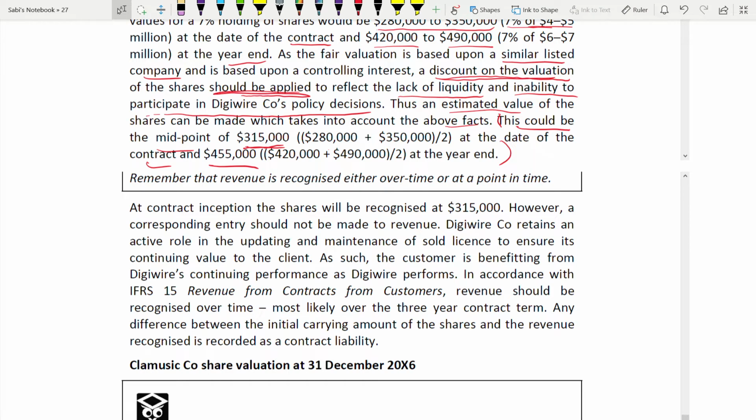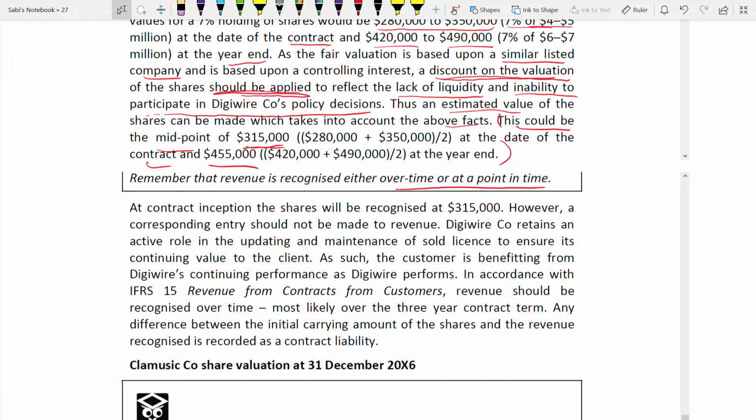Remember that the revenue is recognized either over time or at a point in time. Next comes this next question that you need to ask. At a point in time, or over a period of time. You know that you have to recognize revenue, but at a point in time or over time. It's a 3-year license. Keep that in mind.